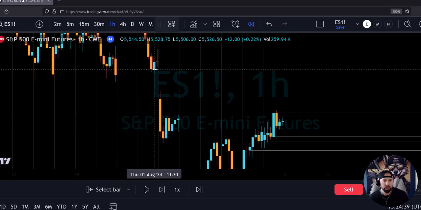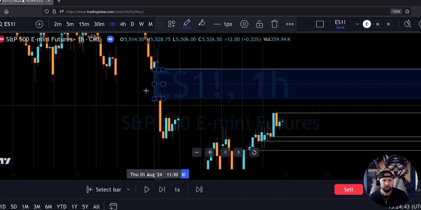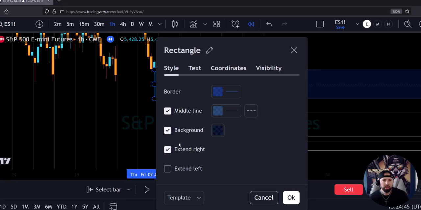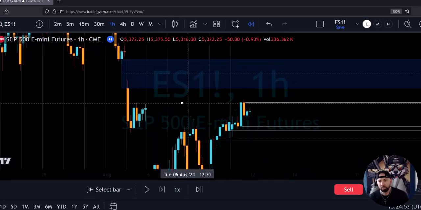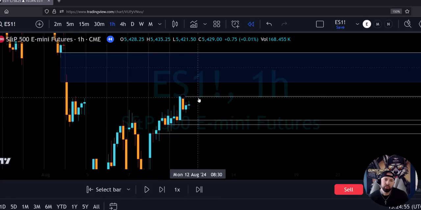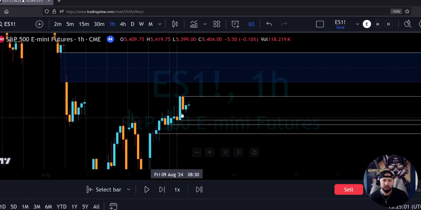And I'm going to mark this to this. And now if you click on rectangle, you can set it to extend right. So that way, in time, you'll always see that, hey, there's a gap here that's eventually going to get filled, probably, right? And so this would be a top watch for me, right? We're actually higher than this range back here, and we're working our way up.